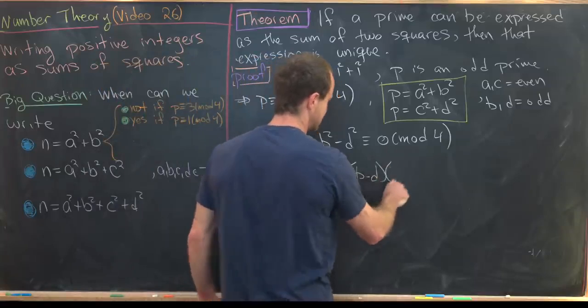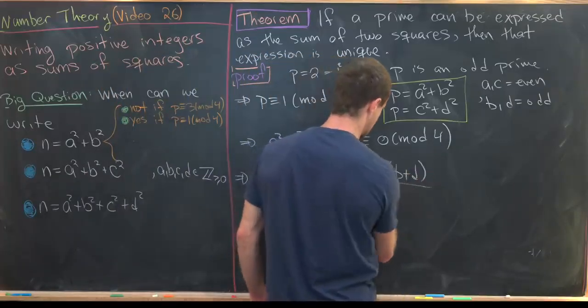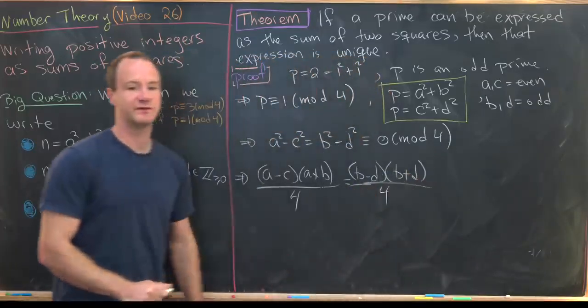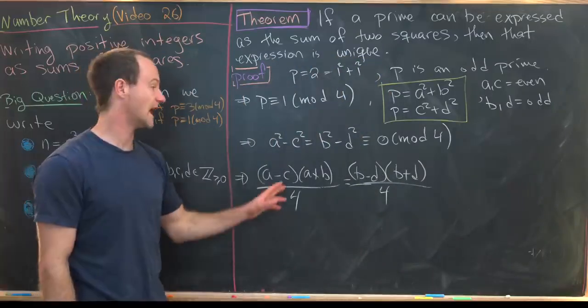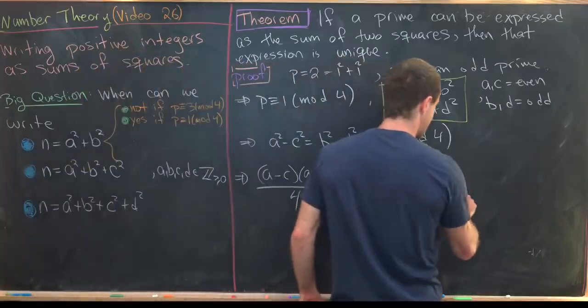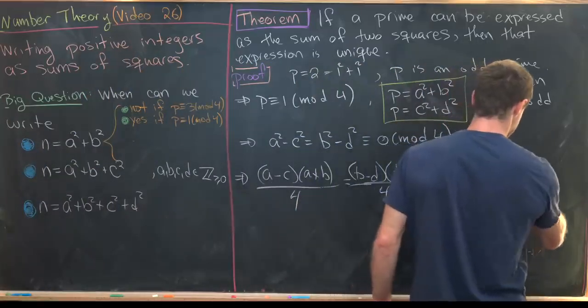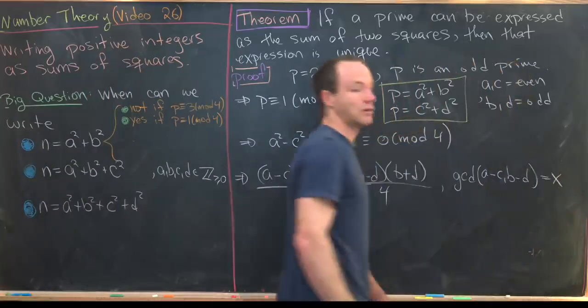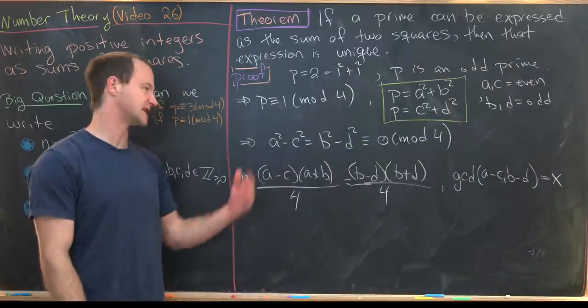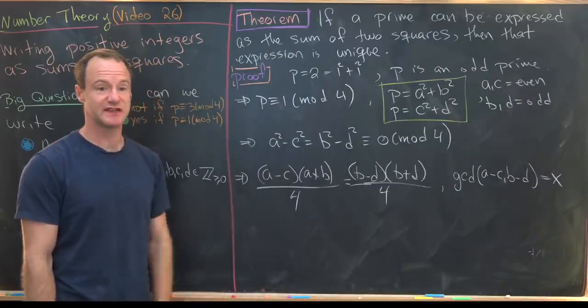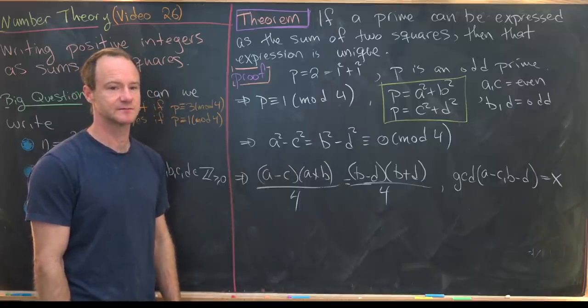B minus d times b plus d over 4. So we've got that new equation. And now next, we'll take the GCD of a minus c and b minus d and set it equal to the number x. So those guys must have a GCD, so we'll just set that GCD equal to x.